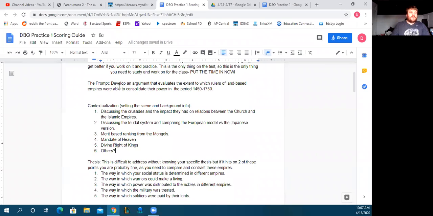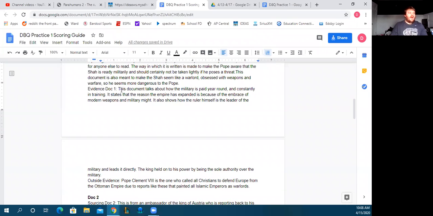So this prompt is the extent to which rulers of land-based empires are able to consolidate their power, right? So how did they consolidate their power? How did they keep all of the control of their empire in just their hands, right? So it's asking you how they were able to control everything. It's not asking you, oh, how did they embrace the military, right? That's not the question. The question is, how did they consolidate their power? How did they make sure nobody overthrew them, right?